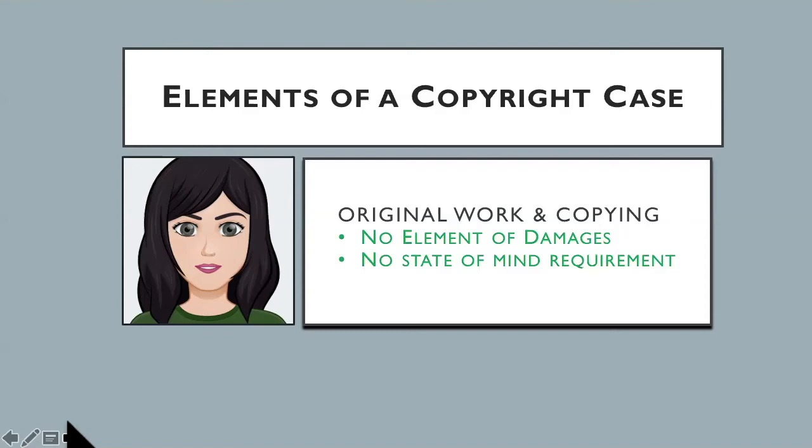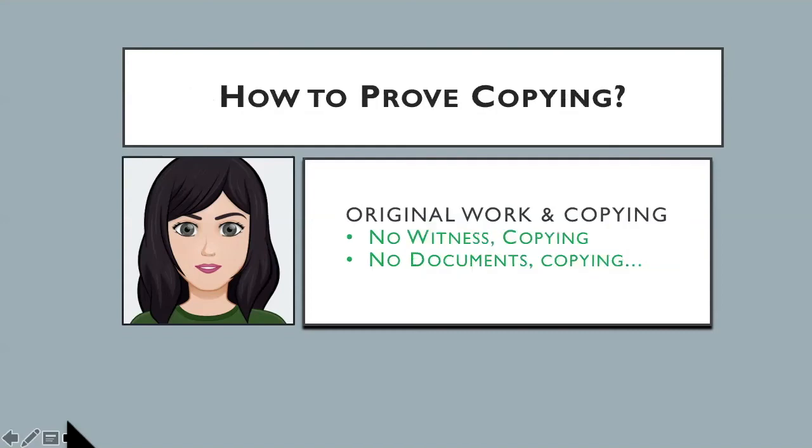And there's also no state of mind requirement in a copyright case, meaning that the person who's accused of copyright infringement could have done it innocently. They didn't intend to copy the copyrighted work. They didn't know it was copyrighted, but they did copy an original work, so it's still copyright infringement.